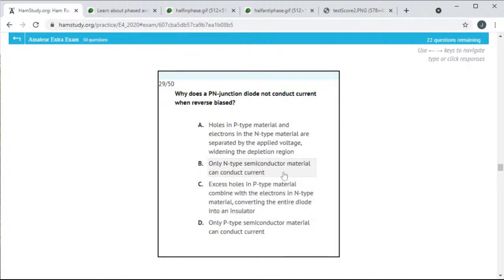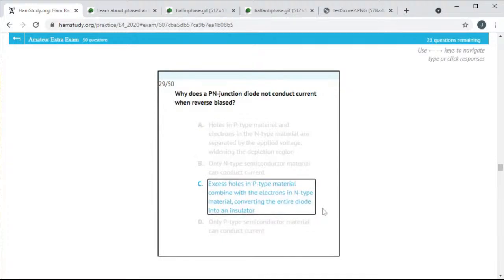The current is passing from one junction to the other, so I don't believe it can go in the reverse direction. So I don't think it's B or D. I'm going to go with C.